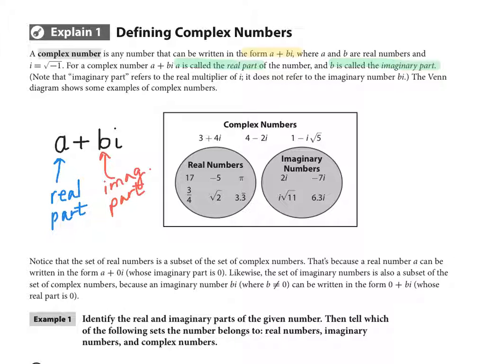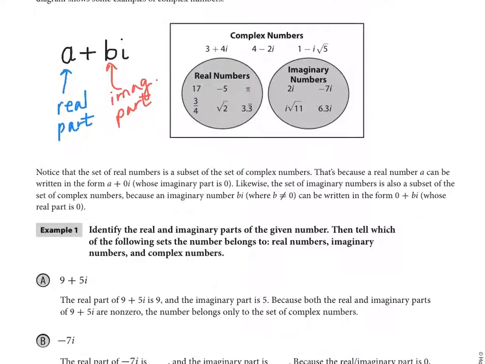And your book has put together a Venn diagram of these new complex numbers, because complex numbers involve the subset of real numbers that you're already familiar with and imaginary numbers that you learned about in the last lesson, a number like 2i, -7i. So let's practice identifying these real and imaginary parts.